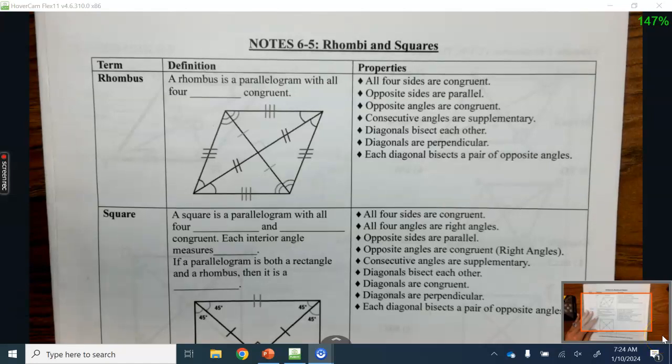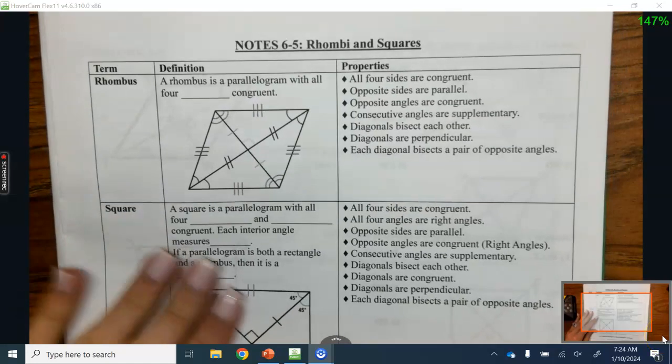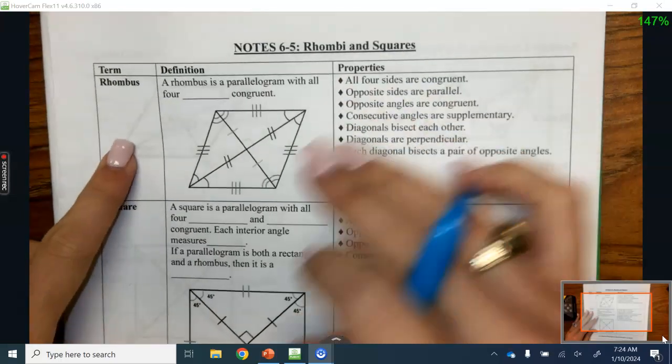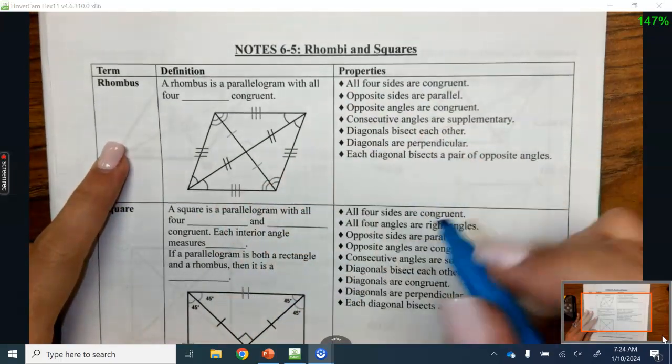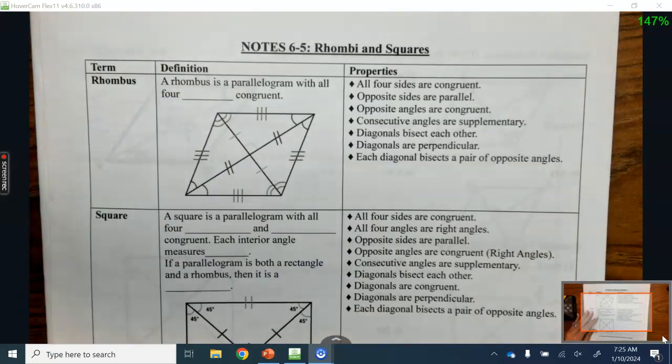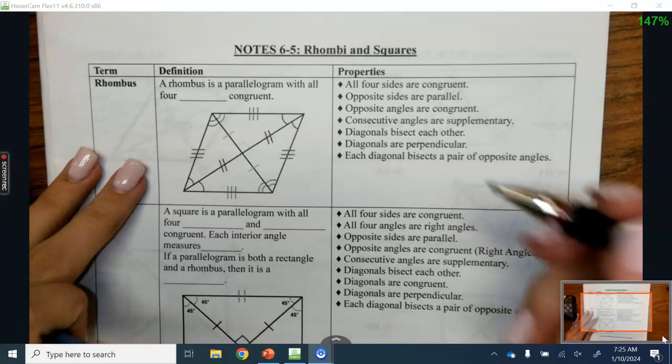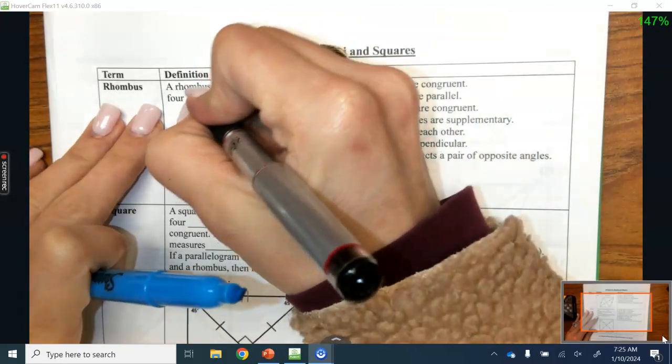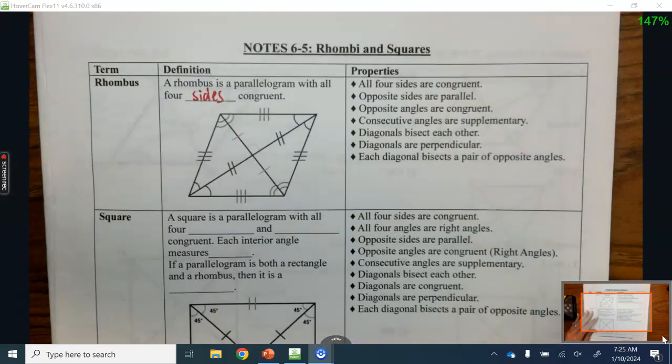Okay, so this is 6.5 notes over rhombi and squares. All right, so we're going to talk about the definition of each and then look at their properties. So a rhombus is a parallelogram, so it's still considered a parallelogram with all four sides congruent.